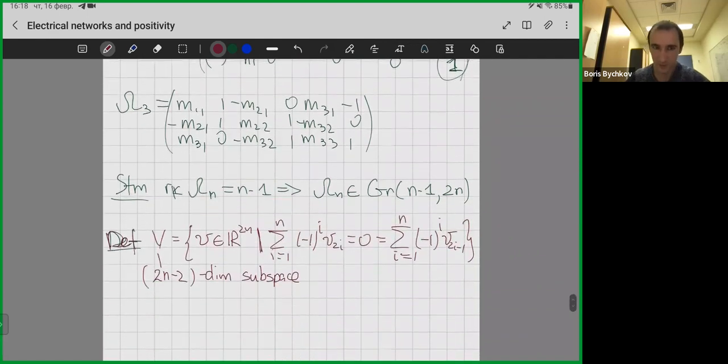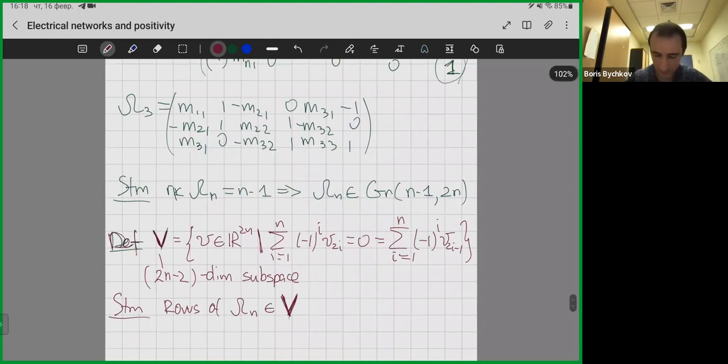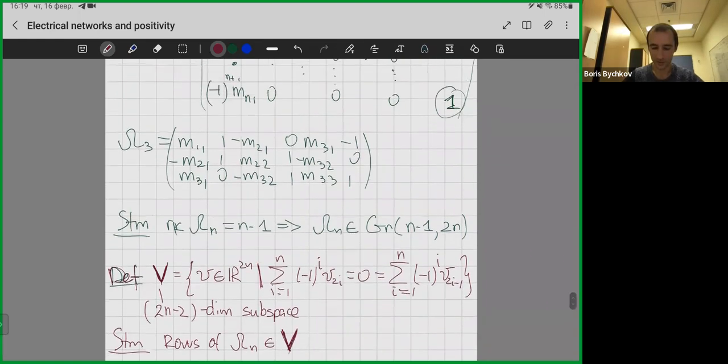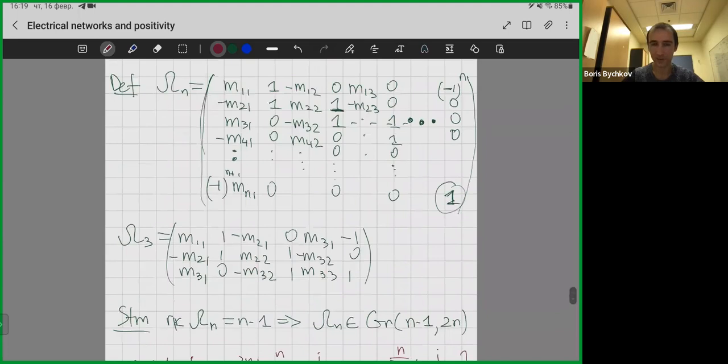So yeah, the statement is that the rows of omega lie in this V, and so this matrix omega n defines not a point in the Grassmannian n minus 1 to n, but in fact a point in a Lagrangian Grassmannian, n minus 1 to n minus 2.